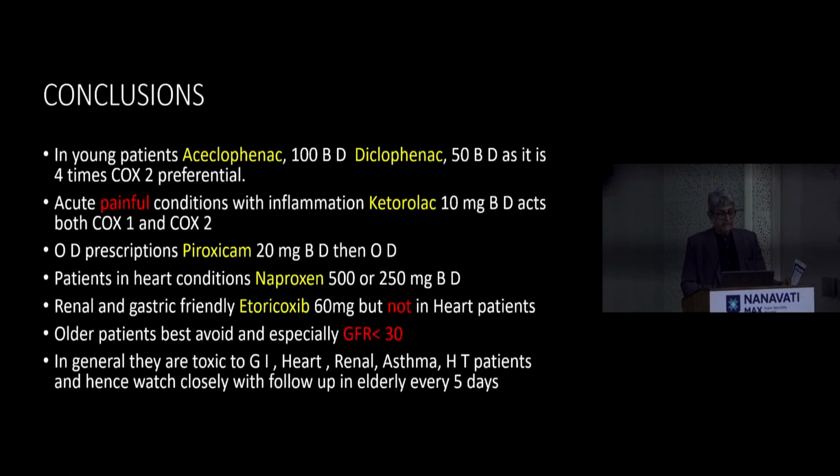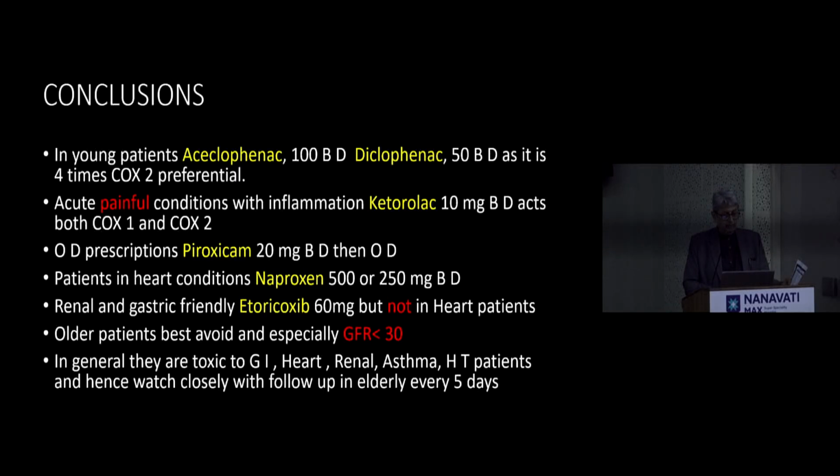Patients with heart conditions, yes, US FDA has approved naproxen 250 BD, you can use it for some time, provided his kidneys are normal and provided he has no GI symptoms. Renal and gastric friendly, etoricoxib, but not in heart patients. You cannot use it because COX-1 activity becomes too much and thromboxane A2 will cause platelet aggregation and the patient may get MI and cardiac events.